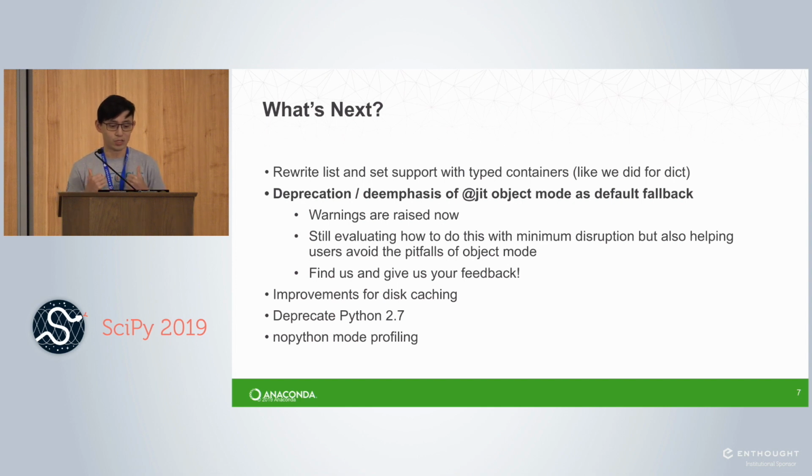Next, the most important thing on here is we are looking to deprecate object mode, which is currently the default. If you can't compile, it falls back into a mode that we call object mode, which doesn't help much. So we are looking at deprecating it as a default. It will still be there, but the default will always compile to nopython mode, which is all assembly, fast code. I guess that's it.